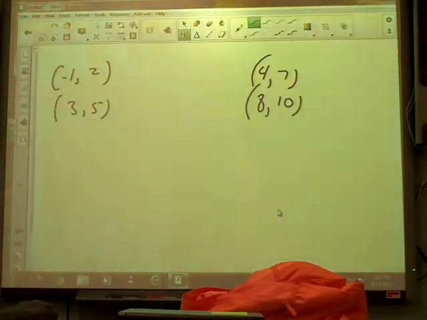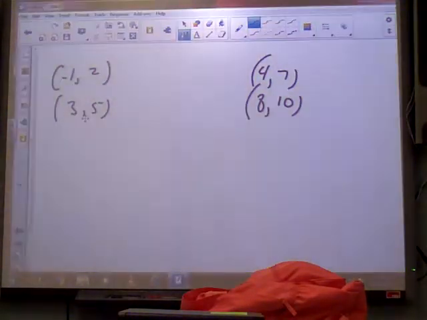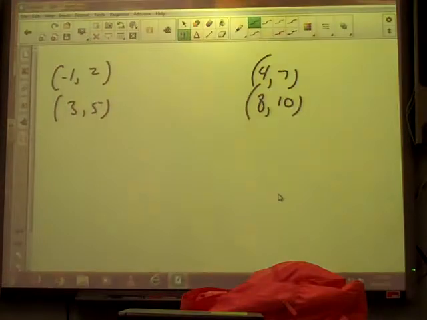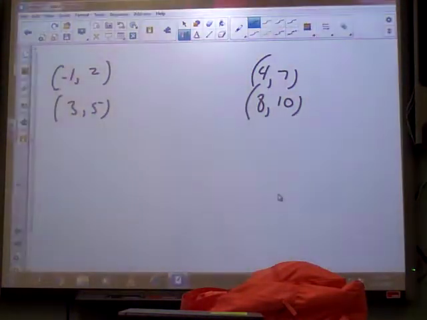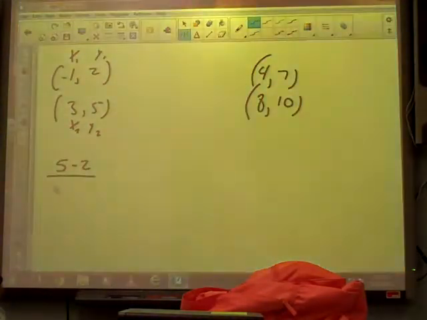The directions for this say, determine whether the line that goes through (-1, 2) and (3, 5) is parallel, perpendicular, or neither to this line. How are lines neither? They cross somewhere, but it just doesn't form a 90-degree angle where they cross, right? Good. So to determine if these are parallel, perpendicular, or neither, we need to find the slopes of both of them. We got an x1, y1 over here, and an x2, y2 over here. Plug it in.